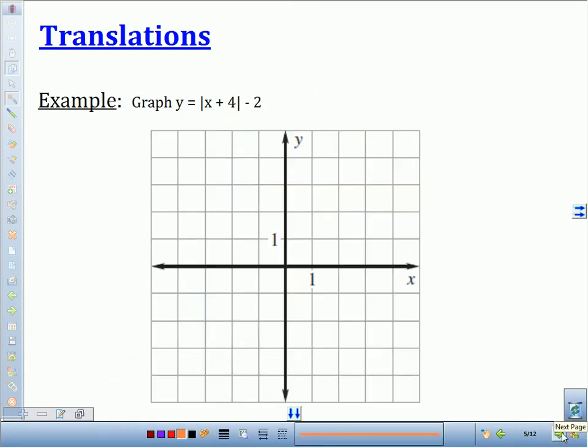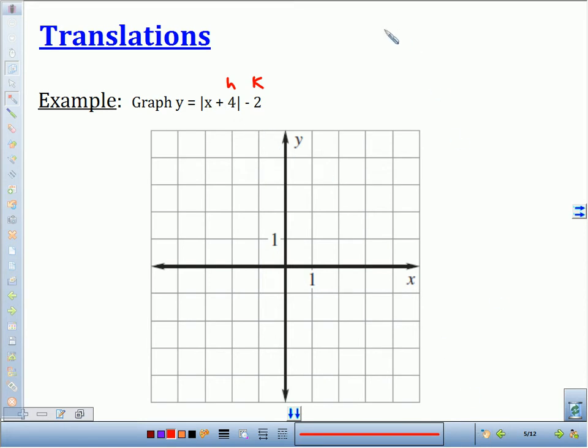Alright, we might be given a graph and asked to write an equation, or given an equation and asked to graph it. If we are asked to do that, the process can be fairly simple, or it can be a little bit more complicated. Since we're just dealing with a translation right now, we're not changing the shape of the graph. All we need to do is look at h and k. In this case, I have the absolute value of x plus 4, minus 2.